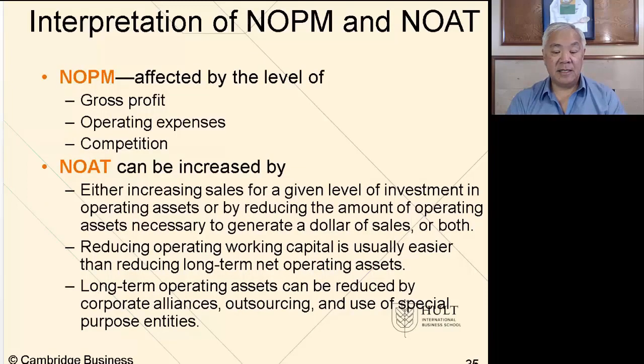For interpretations, we look at NOPM, profit margin, based on the gross profit and operating expense, and look at what's going on there and how they might improve it. Net operating asset turnover, remember, is sales divided by net operating assets. You can make the numerator higher by having more sales, or you can make the denominator smaller by having fewer assets or having more operating liabilities. So there are ways to increase it.